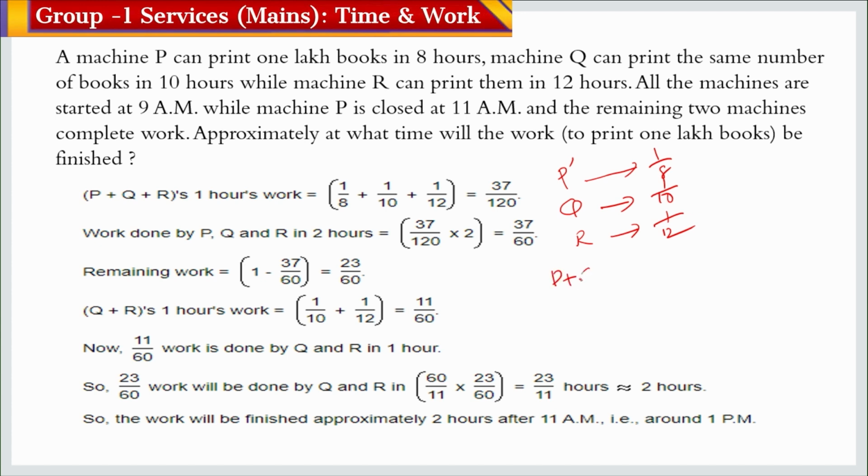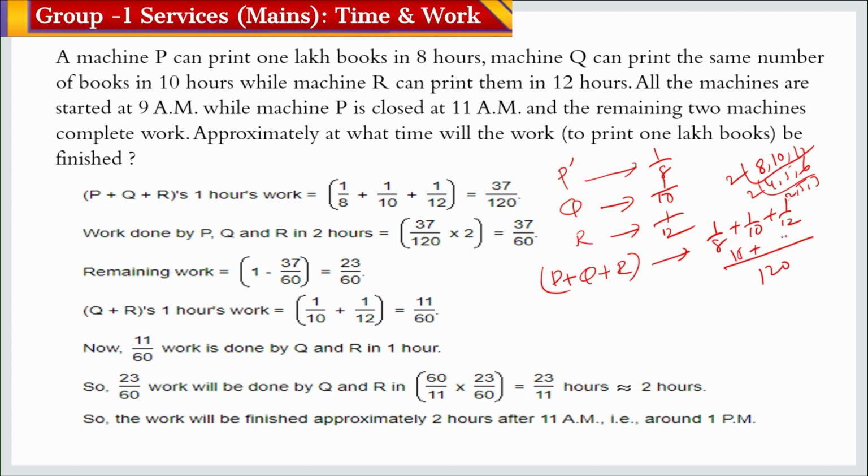So, P plus Q plus R's work in 1 hour is 1 by 8 plus 1 by 10 plus 1 by 12. Correct? Means you have to find the LCM of 8, 10 and 12. 2 4s are 8, 2 5s are 10, 2 6s are 12. Again 2 2s are 4, 5, 3. 5 3s are 15, 15 2s are 30, 30 4s are 120. 120 is the LCM. 8 15s, 10 12s, 12 10s. Means here 37 by 120. Correct? 37 by 120 it is.